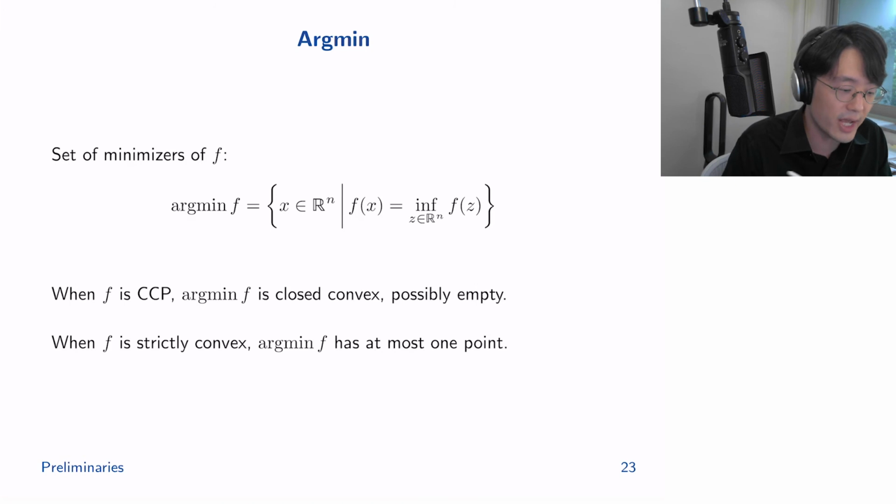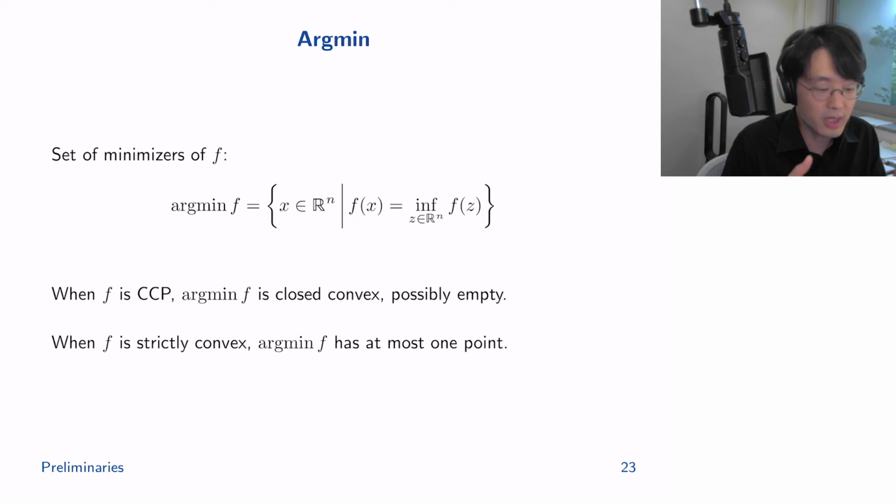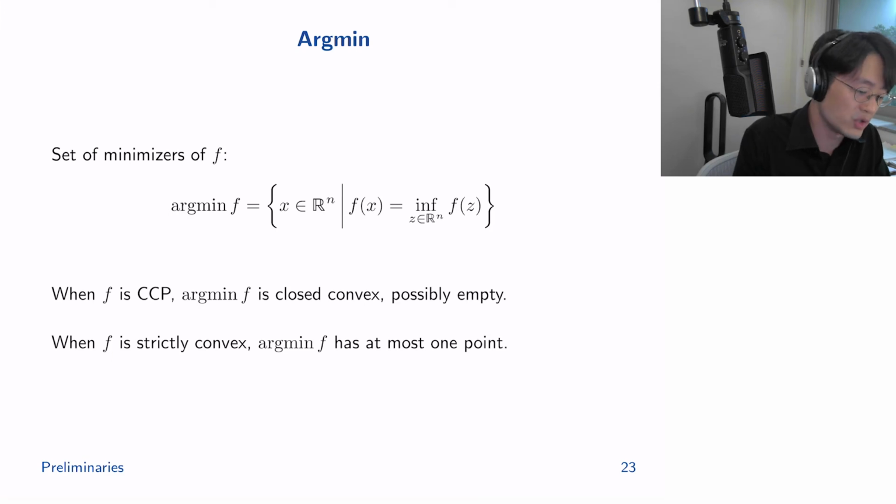So it's possible that the CCP function has no minimizer, in which case the argmin can be empty. It's also possible that the argmin is not unique. There can be more than one minimizer of a given CCP function, and in this case, the argmin will be closed and convex if the function is CCP, but it may not be a singleton. But if the function f is strictly convex, then the argmin has at most one point. In other words, the argmin of a CCP and strictly convex function will have 0 or 1 points. It is still possible for a strictly convex function to have an empty argmin.